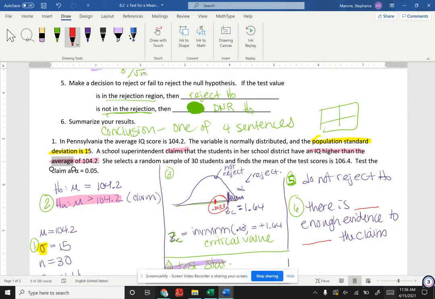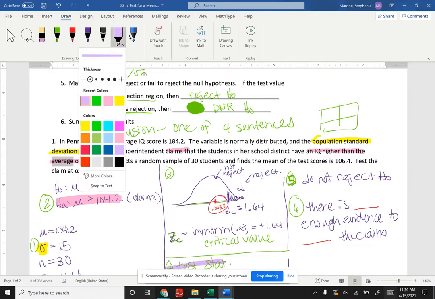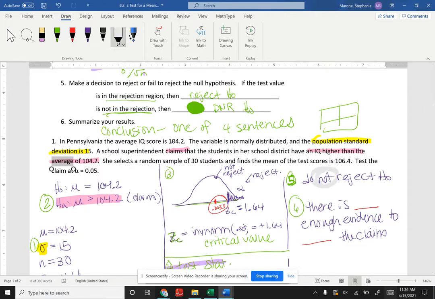So since it's in the non-rejection region, we do not reject the null hypothesis. Since it's in the non-rejection region, there is not enough evidence. And then we have to decide if it's support or reject. Since the claim is the alternate hypothesis, then we write support.